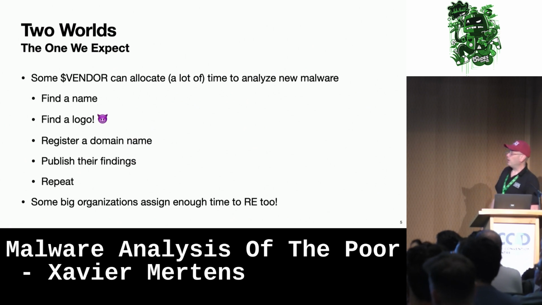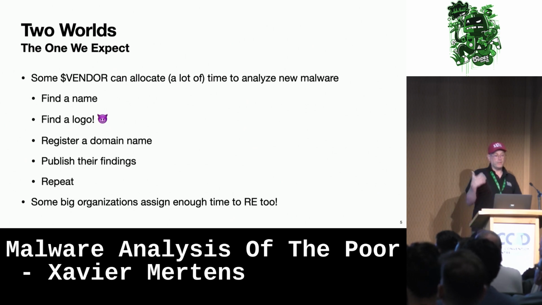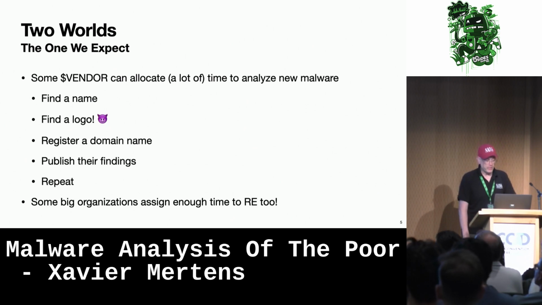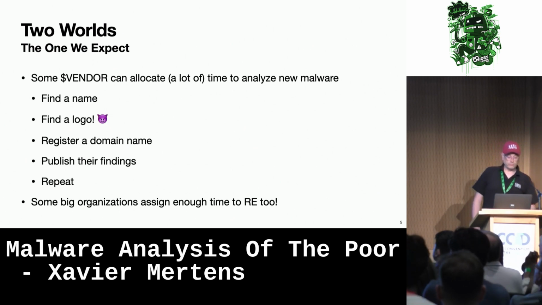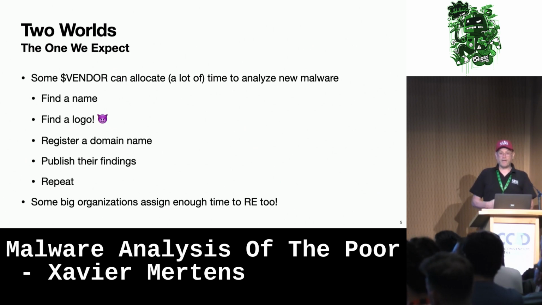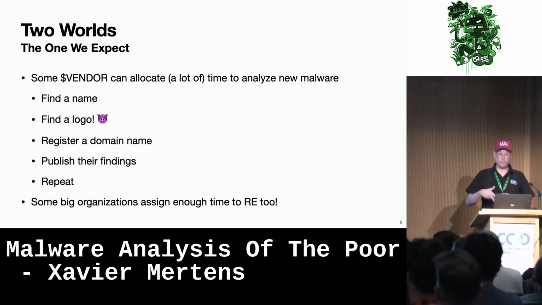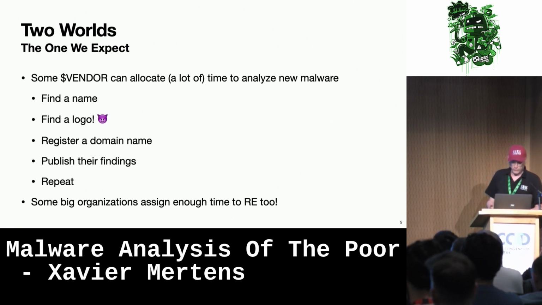There are two worlds in reverse engineering, when people play with malware. The first one is when you do malware reverse engineering, you expect to do this. Some people are lucky because they work for very big vendors. I will not mention names. These vendors have one goal: to generate some noise. So what does it mean? They have a bunch of people. When they find a new sample, they invest a lot of time to analyze the malware. And besides this, they do very important stuff. They find a name, a logo, they register a domain name, and then they produce some papers. They publish the findings. So the goal is to make some noise.